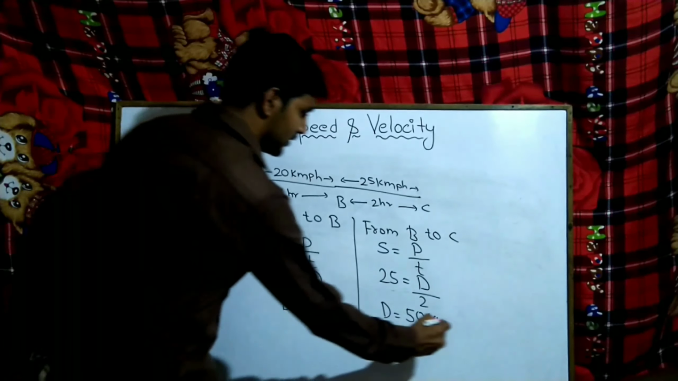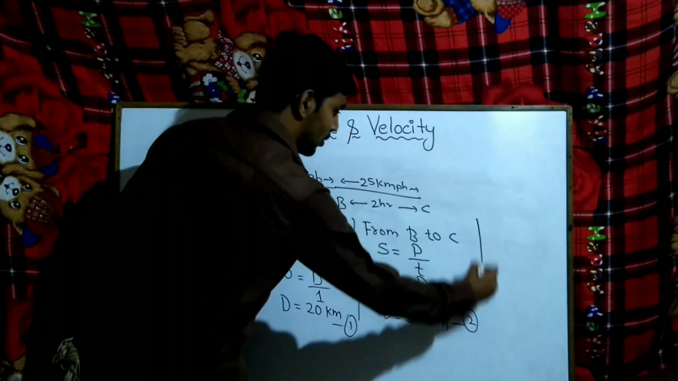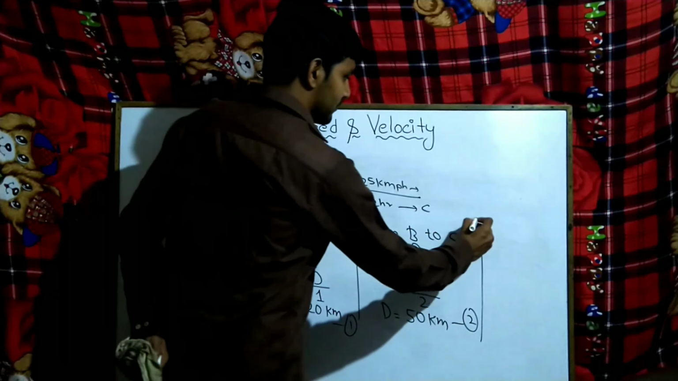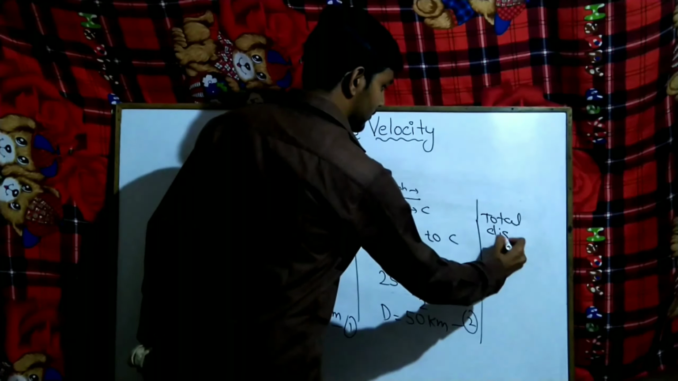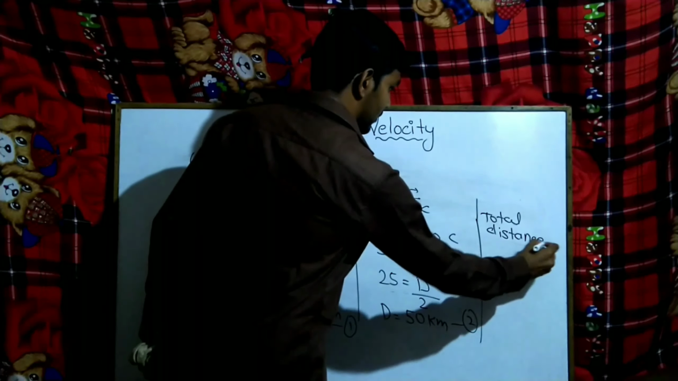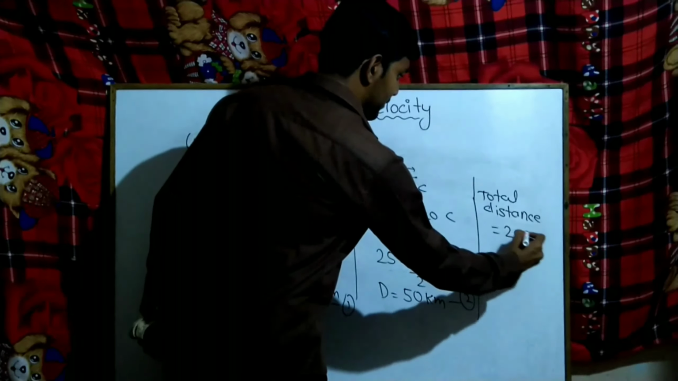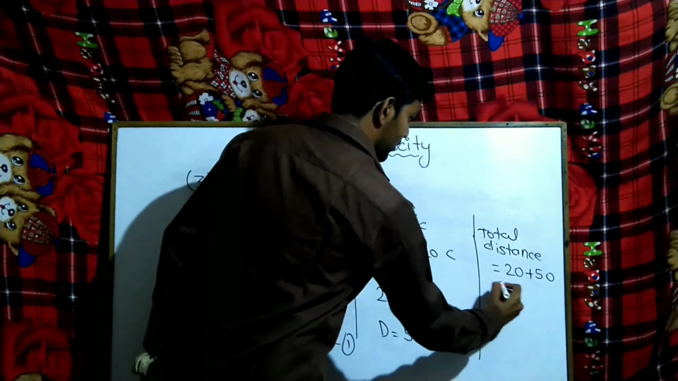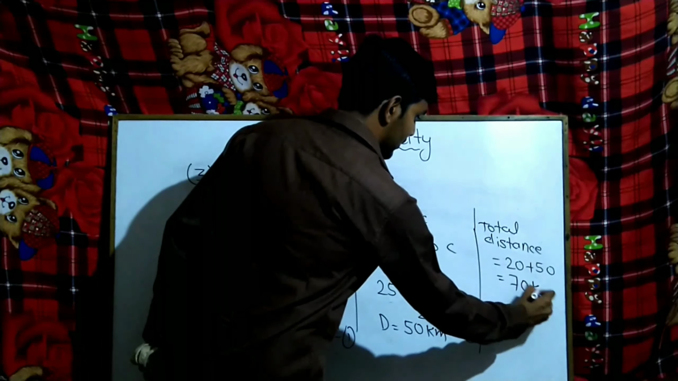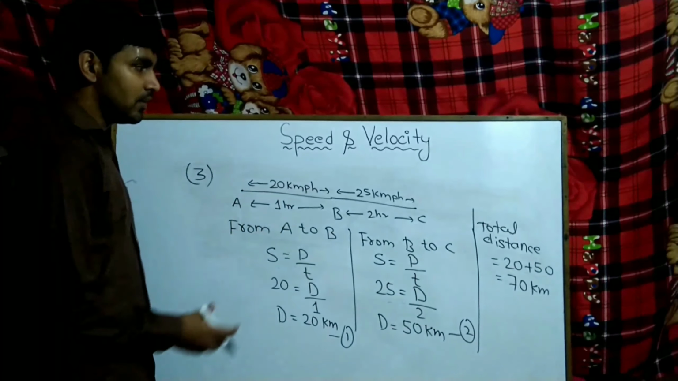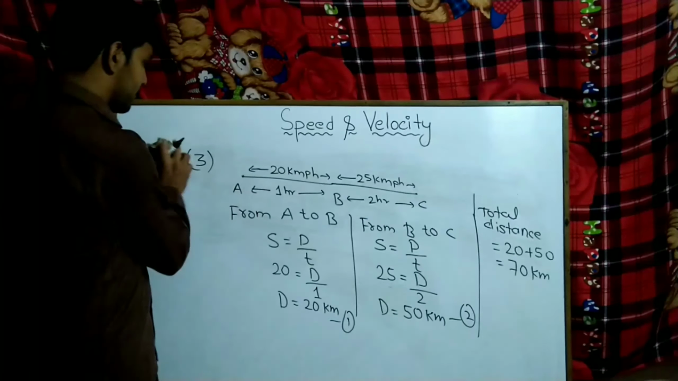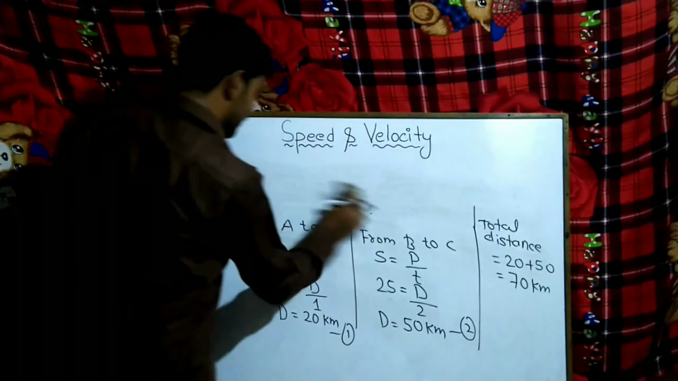This is the second. So total distance is equal to 20 plus 50. You get 70 kilometer. Okay, I hope you clear this one. Okay, now we will start the fourth problem.